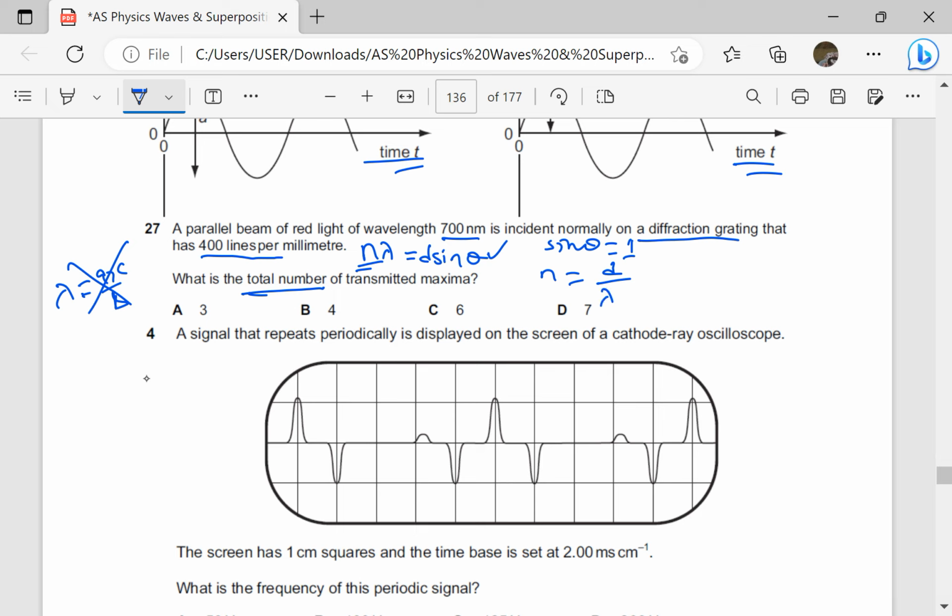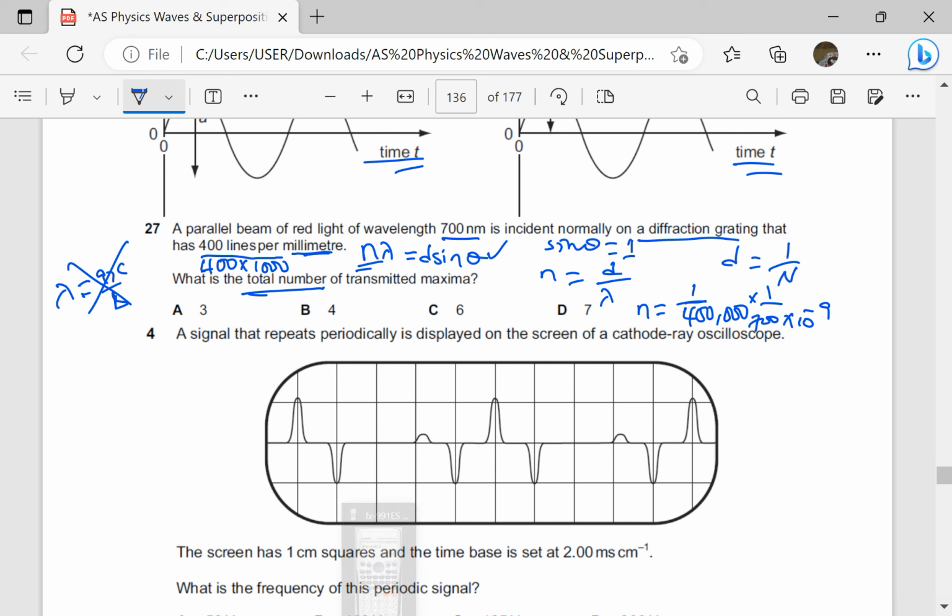But remember, d is equal to 1 over the number of lines per meter. Since they gave us the number of lines per millimeter, we shall change it to per meter: 400 times 1000, because 1 meter is 1000 millimeters. So we have 400,000 lines per meter. Now substituting, n is going to be 1 over 400,000, times 1 over lambda, which is 700 times 10 power negative 9.